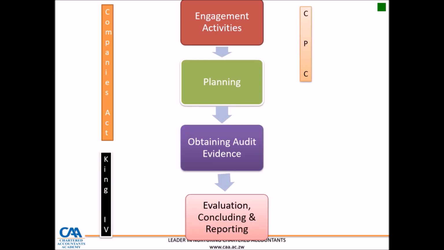Just a recap of what we have covered and where we are now. We are saying block 1, we did corporate governance, we did the CPC, engagement activities, planning. Now, still in planning, we want to determine that amount which is going to be used by the auditor in expressing an opinion to say financial statements are materially misstated or financial statements are not misstated.